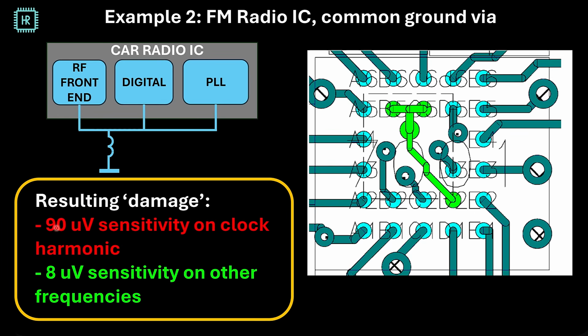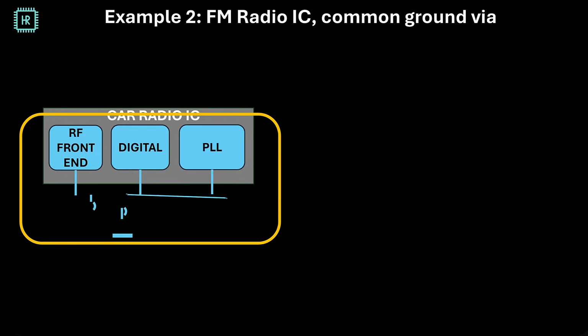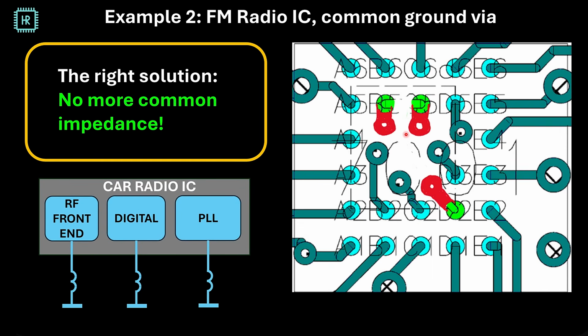So what kind of damage does this do? Well, sensitivity is 90 microvolts on one of these clock harmonics and 8 microvolts next to clock harmonics. So you lose more than a factor of 10 in sensitivity due to the fact that you got a single ground via instead of 3. So what is the right solution? Well, I've basically drawn it here with my excellent drawing skills. So 3 separate vias for each ground ball, and that solves the problem because you don't have a common impedance anymore.